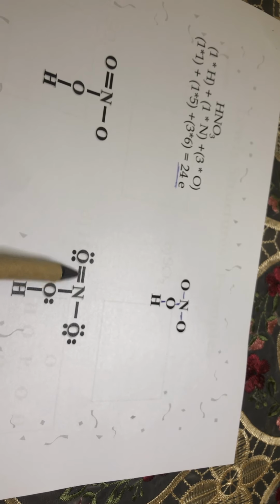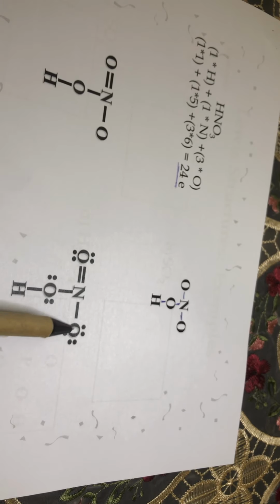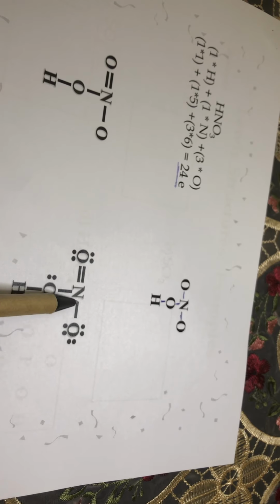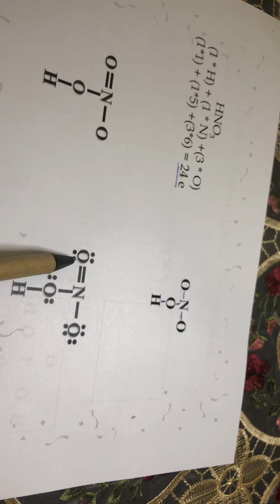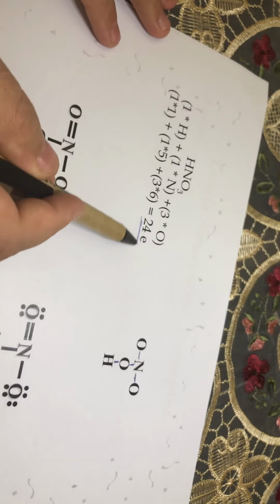Here, for oxygen, 1, 2, 3, 4, 5, 6, so we need 1 bond. And for the other oxygen, we draw 4 and this bar, but we need another double bond to reach the octet rule. We count the number of electrons: 1, 2, 3, up to 24, the total number of electrons.